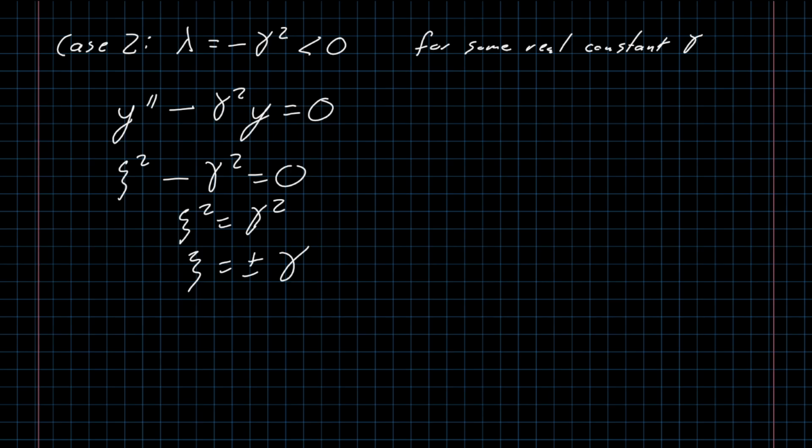Real solutions to the characteristic equation, which means that our solutions to the differential equation are going to be in the form y of x is equal to some c1 times e to the gamma x plus some other constant c2 times e to the minus gamma x. Right, just using the method of characteristics.